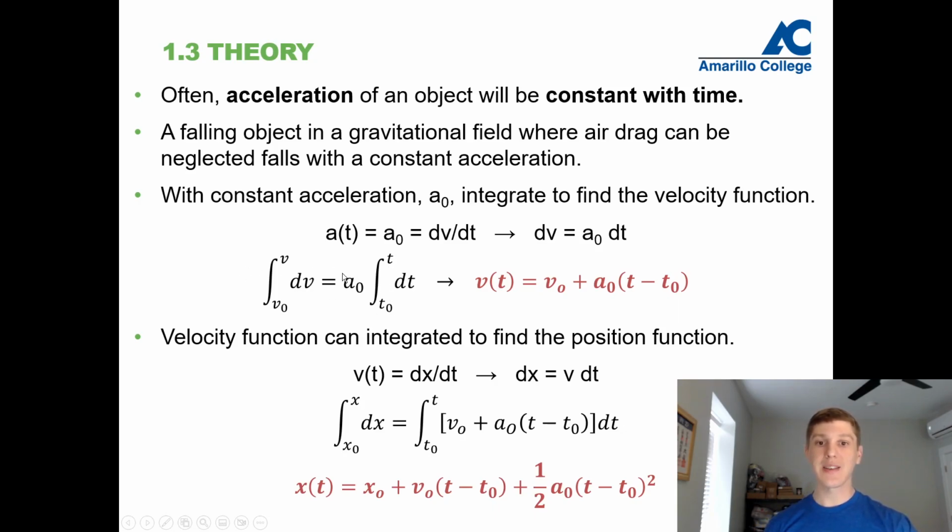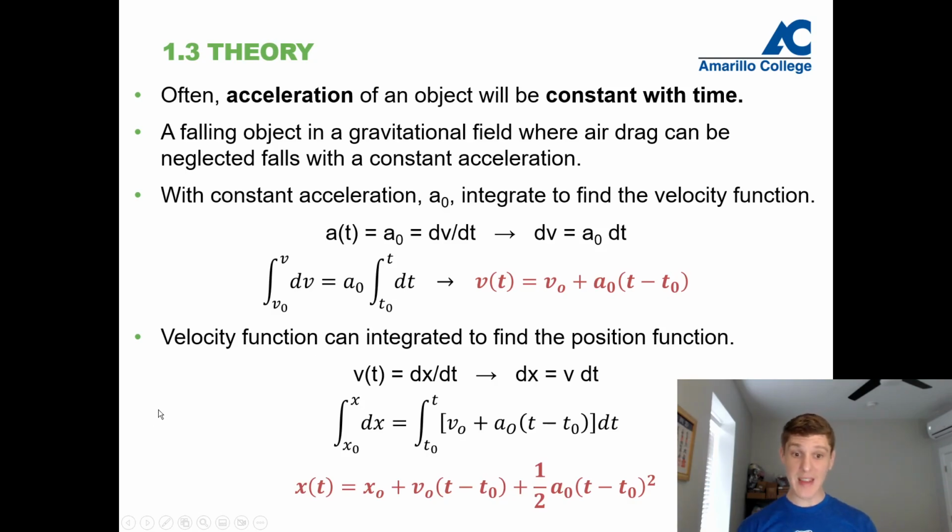But note, because acceleration is constant, we were able to pull it out in front of the integral. Now we can see that this simply becomes: our velocity as a function of time is some initial velocity plus an acceleration times a change in time. So we have v = v naught + a naught (t - t naught). In this case, v is a function of t, where v naught, a naught, and t naught are constants. We know what all those values are based off the boundary conditions of the problem. So now we have v as a nice clean function of t.